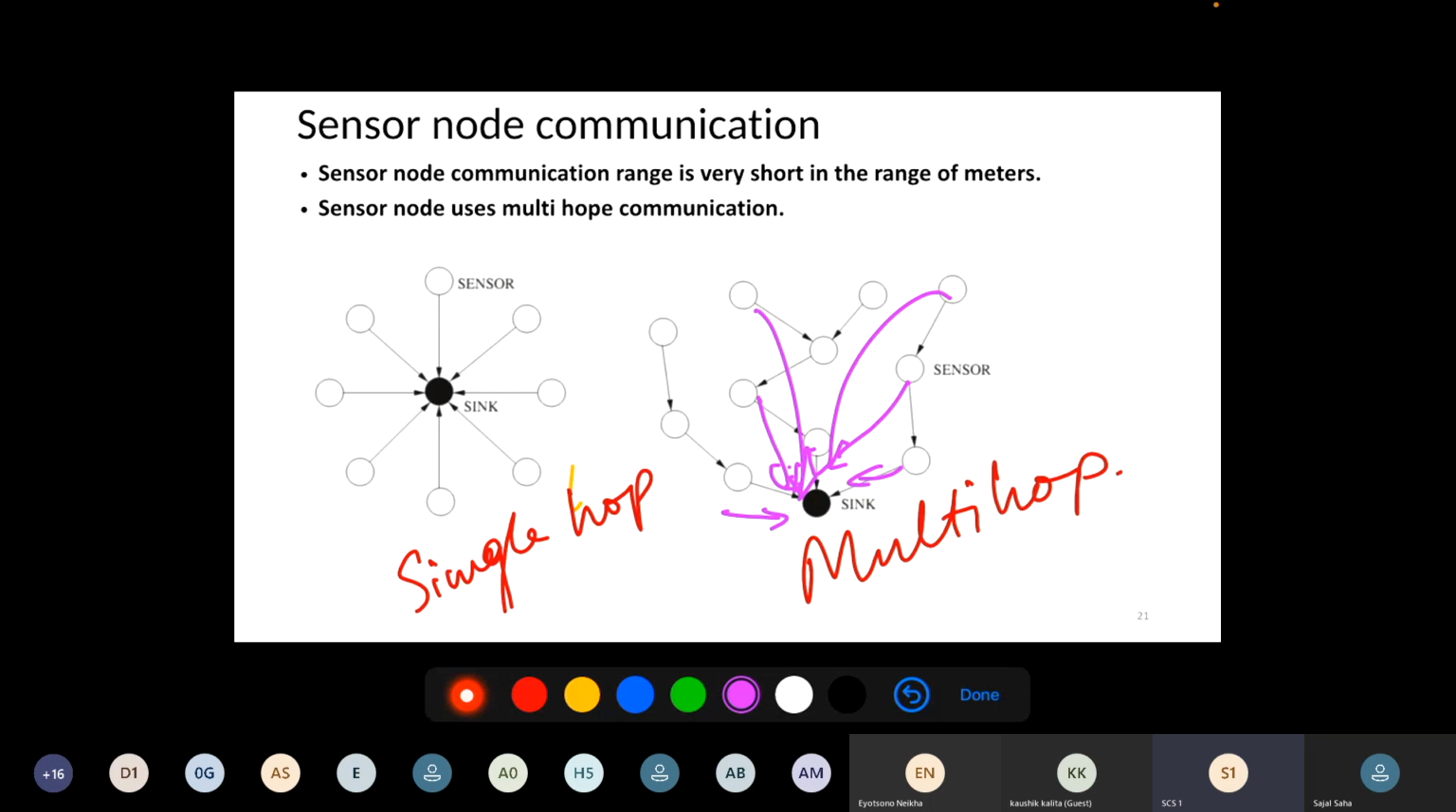Last day I told about this one. If everyone sends directly, then power dissipation will be much higher. Exactly, power dissipation will be very high. The nodes which are geographically located far away, in that case that node has to fetch more power to send the data to a distant node.